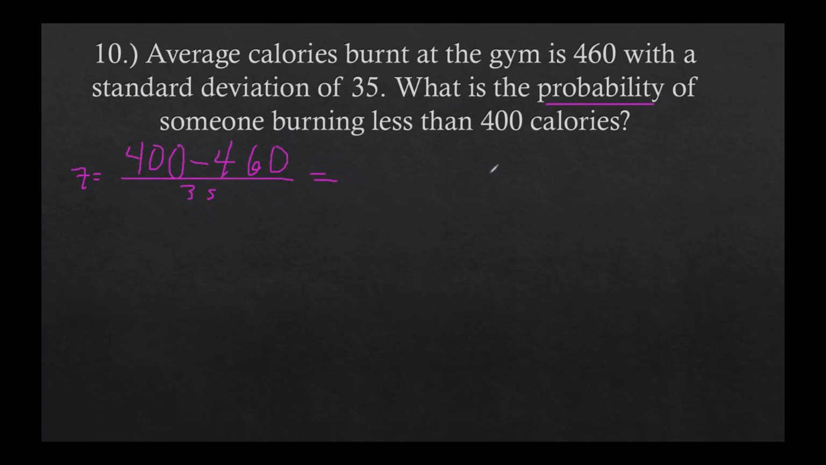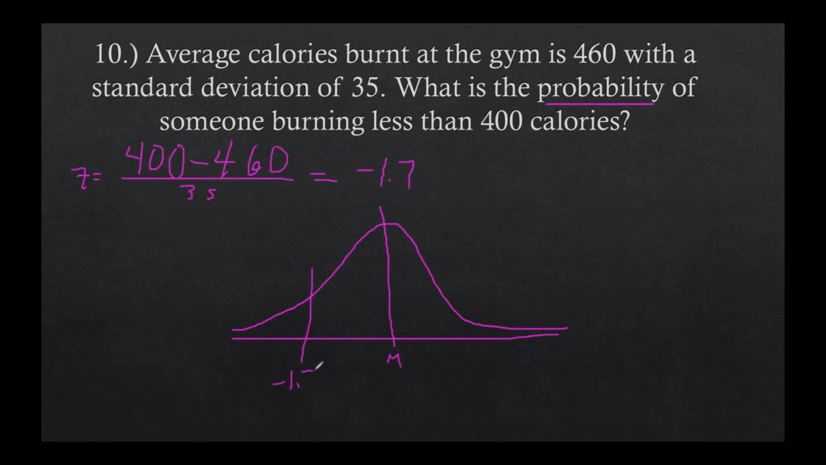Tricia says negative 1.7. I like it. Okay, so then you say, okay, here's my picture. Negative 1.7, right? The mean is in the middle. Negative is to the left of the mean. So here's my z-score. Are you finding the area to the left or the right of that negative 1.7? Left, exactly, because it's burning less than 400 calories.